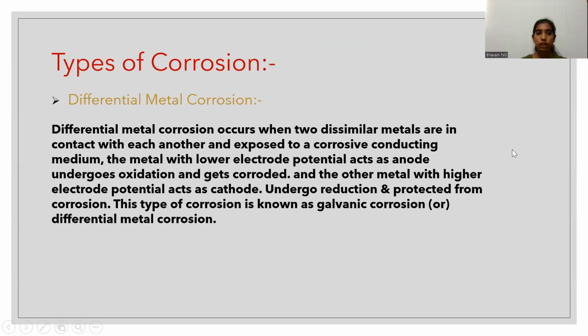Types of corrosion. Firstly, differential metal corrosion. Differential metal corrosion occurs when two dissimilar metals are in direct contact with each other and exposed to a corrosive conducting medium. The metal with lower electrode potential acts as anode, undergoes oxidation, and gets corroded, and the other metal with higher electrode potential acts as cathode, undergoes reduction, and is protected from corrosion. This type of corrosion is known as galvanic corrosion or differential metal corrosion.